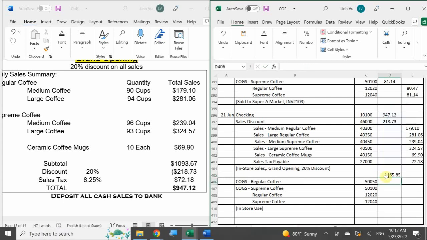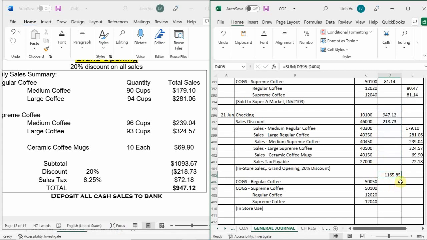Okay, so here I got 1165.83, 1165.85, 1165.85. Okay, good. So we match on both sides, no typos there. Okay. So now I need to update my ledger because I sold some coffee.